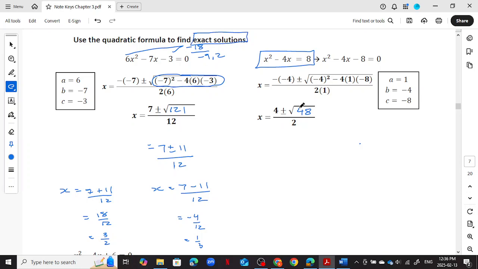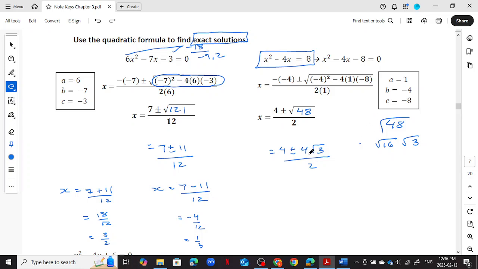Well, this is exact, but can I simplify? Is there a factor of 48 that is a perfect square? Well, sure is. The square root of 48 could be the square root of 16 times the square root of 3. So this is going to simplify to 4 plus or minus 4 root 3 all over 2. Can I simplify further? Well, yes.